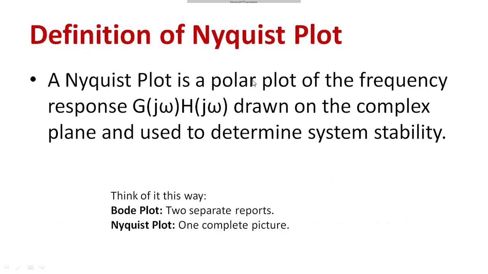A Nyquist plot is a polar plot. It is also known as the polar plot of a frequency response of G(j omega) H(j omega), drawn on the complex plane and used to determine the system stability.